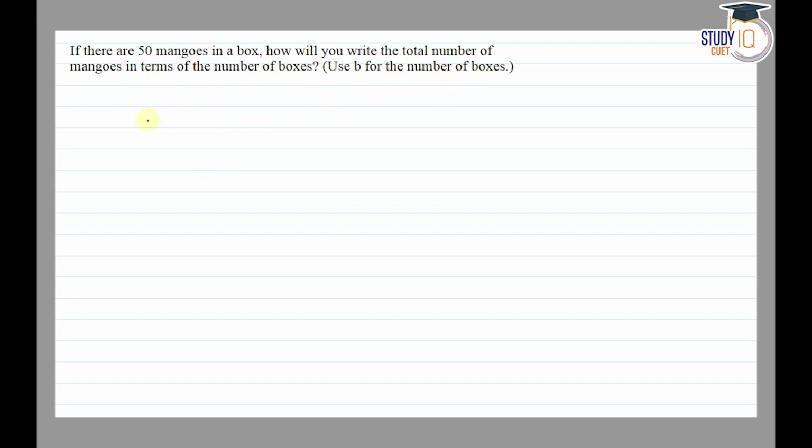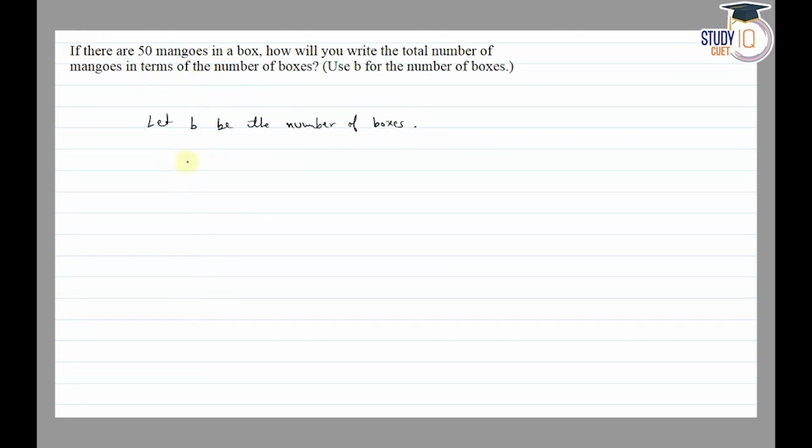So firstly, हम assume कर लेंगे. Let B be the number of boxes. So हमें given है if there are 50 mangoes in a box.